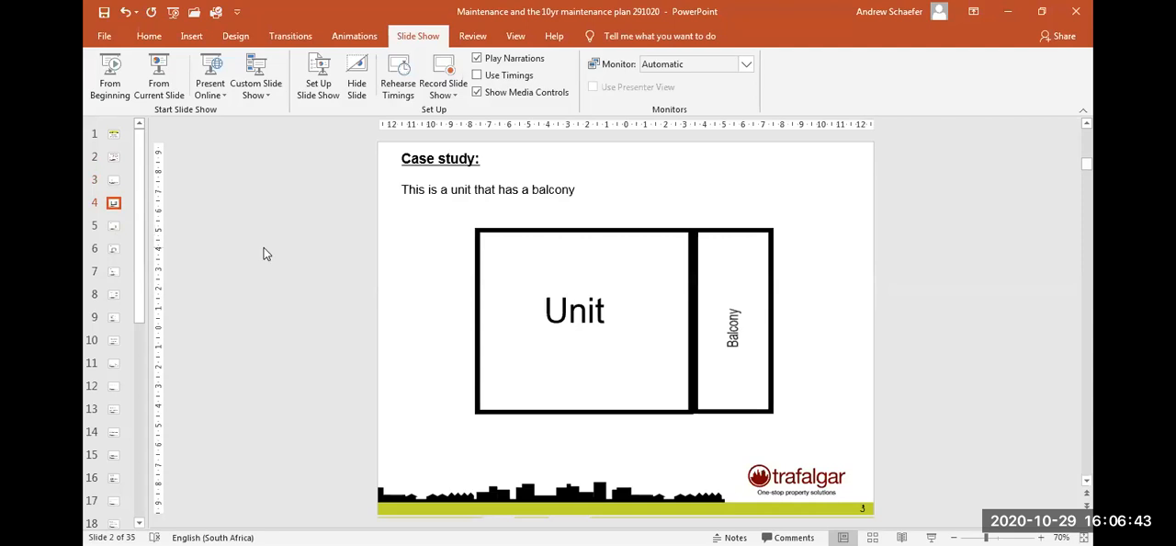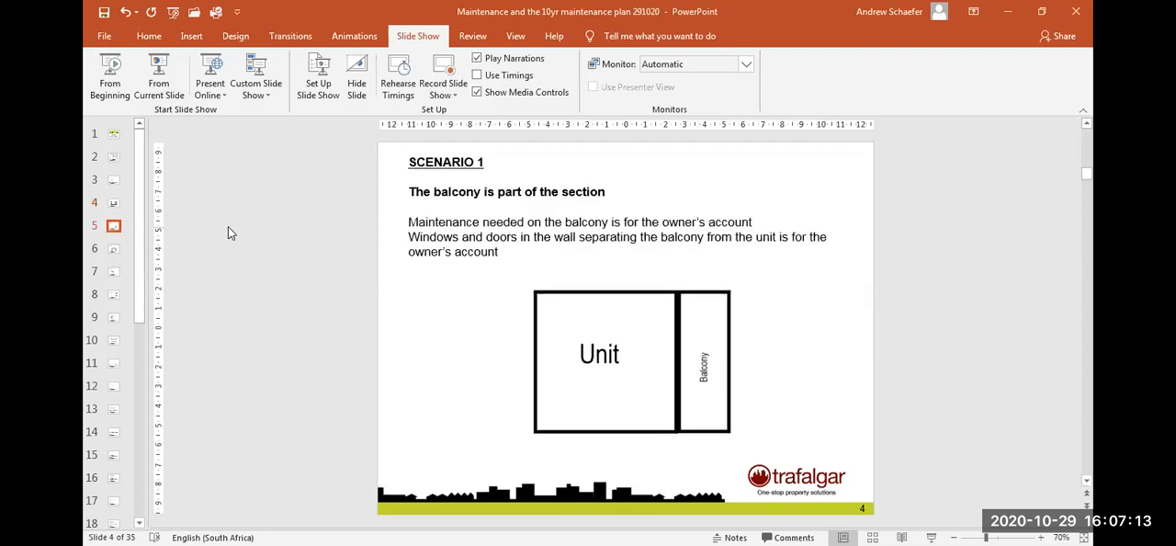All right, so when we define who's responsible for maintenance to be done in different areas, sometimes it becomes a little bit more tricky than just saying it's inside your flat or it's inside your unit. Then it's not always in black and white. So in this instance, we need to first check. So in terms of this case study, this unit has a balcony. So the first thing we need to check, and if you can move over to the next slide for me, Andrew, please.